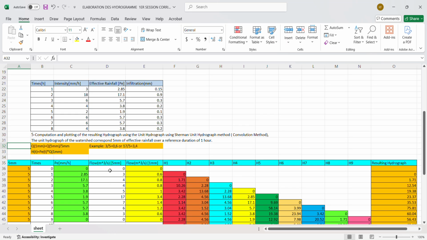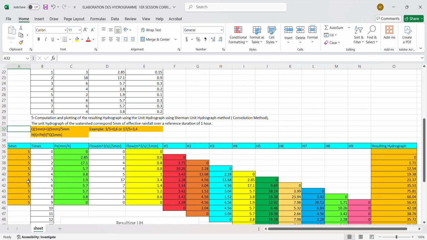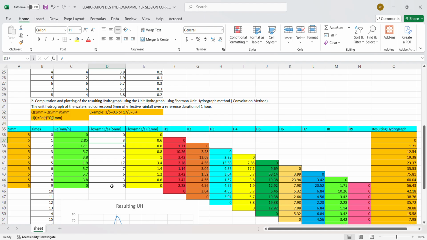We come here to 5 millimeter. We have the flow rate at 5 millimeter. From our observed data at 0 time we don't have flow rate, and at 1 hour we have this value, up to 8 hours where we have 3. At 9 hours we don't have a value. That's okay.